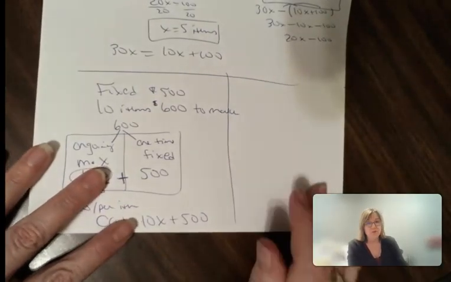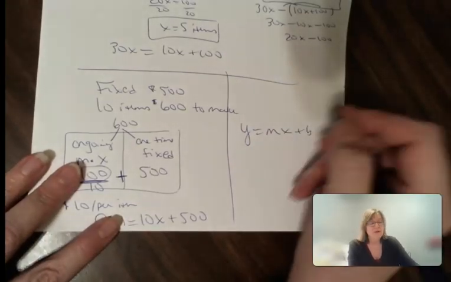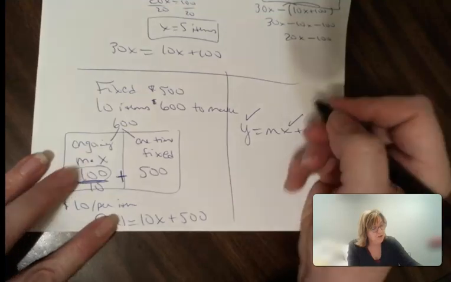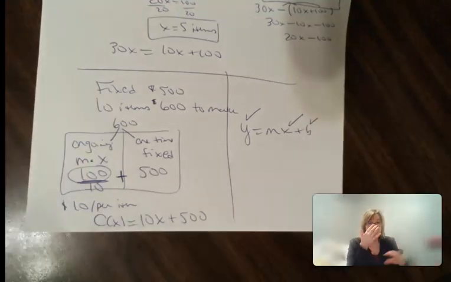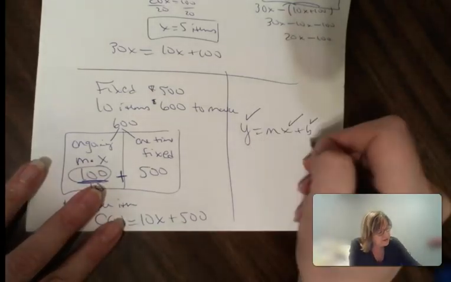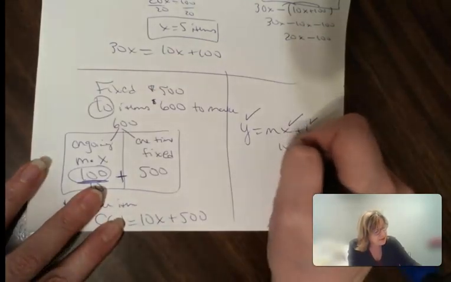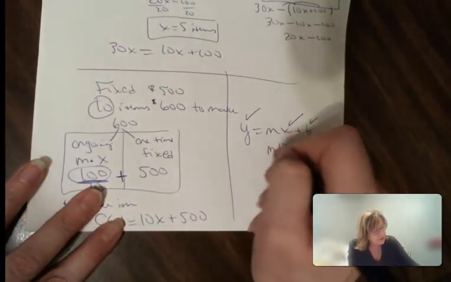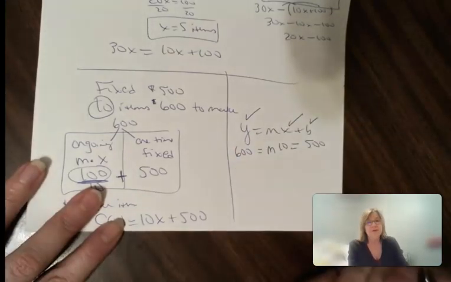If you love algebra, Y equals MX plus B is your go-to. You know input, you know output, and what else do you know? You know B, you know the fixed. Sometimes you know marginal, sometimes you don't. This time we don't. So my fixed is what? 500. My input is 10. I'm going to put that under the X. I don't know M, so I'm going to write it equals, my output is $600.